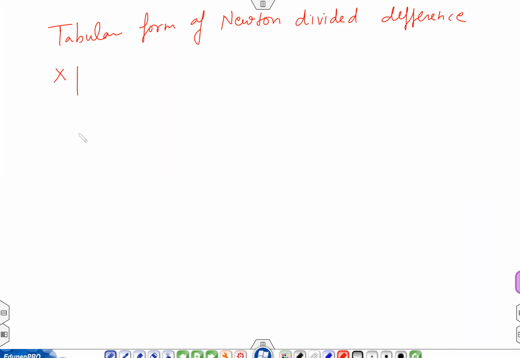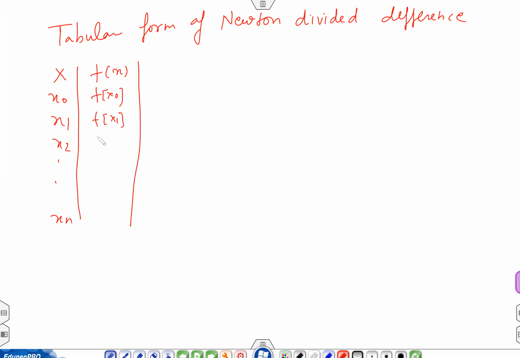So suppose the data points are given to you, we'll write them here, and the function values we will write here. So the data points are like x0, x1, x2, and so on, xn. Function values f of x0, up to f of xn, we will write in a big bracket, so that it means it is the representation of divided difference, nothing else. Okay. Now we will compute first. This is 0th order divided difference. Now we'll compute first order divided difference.